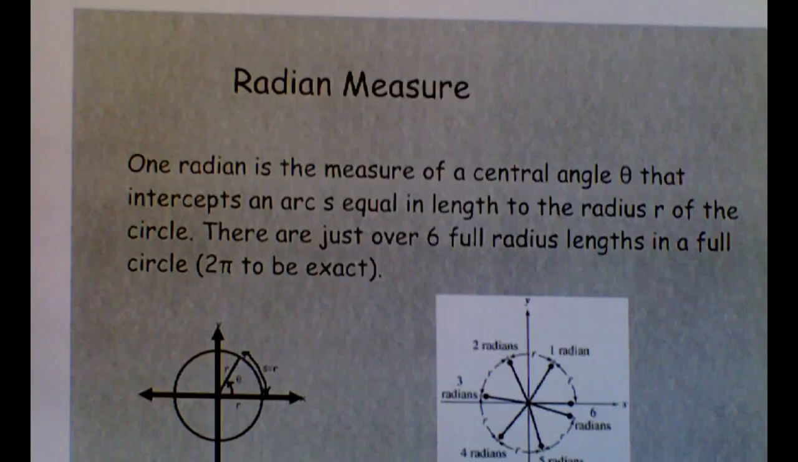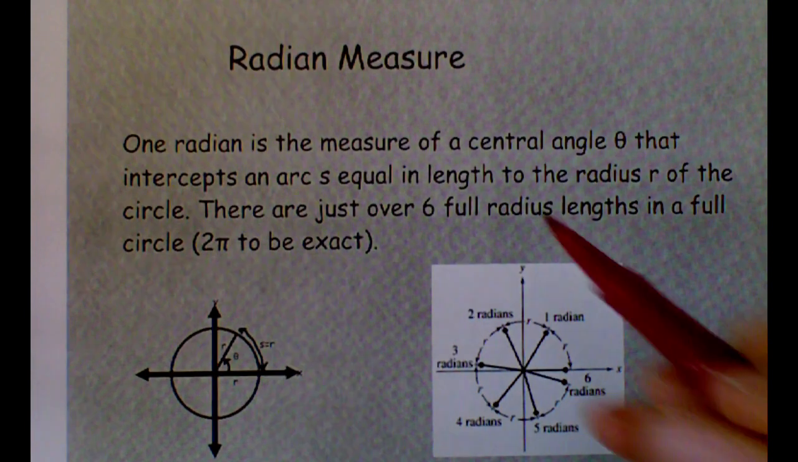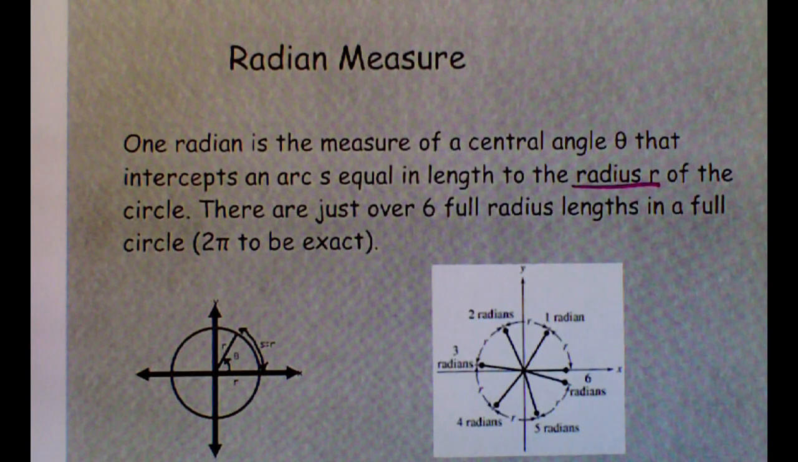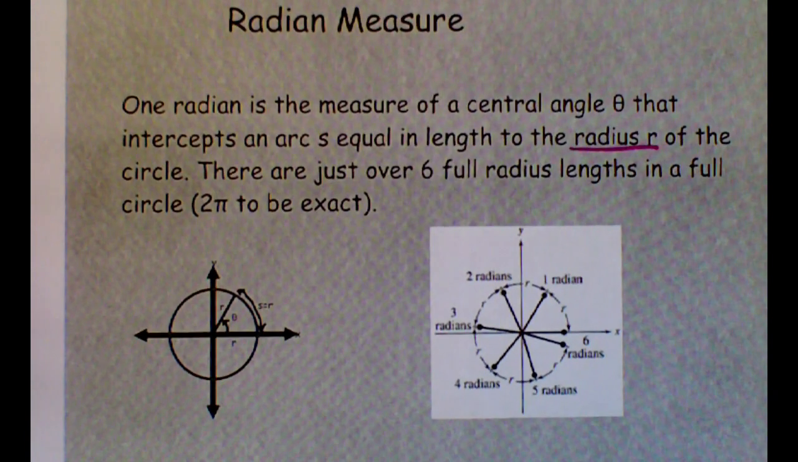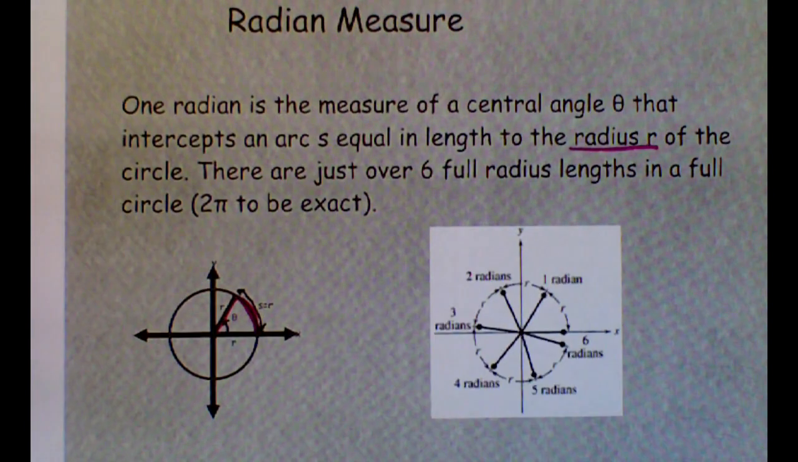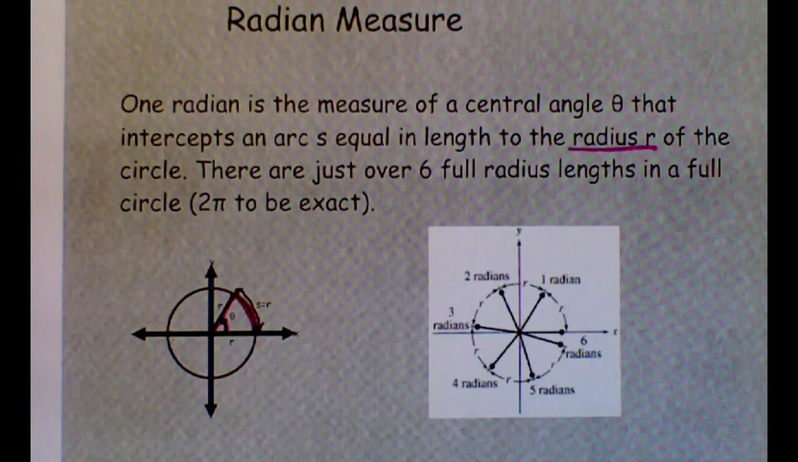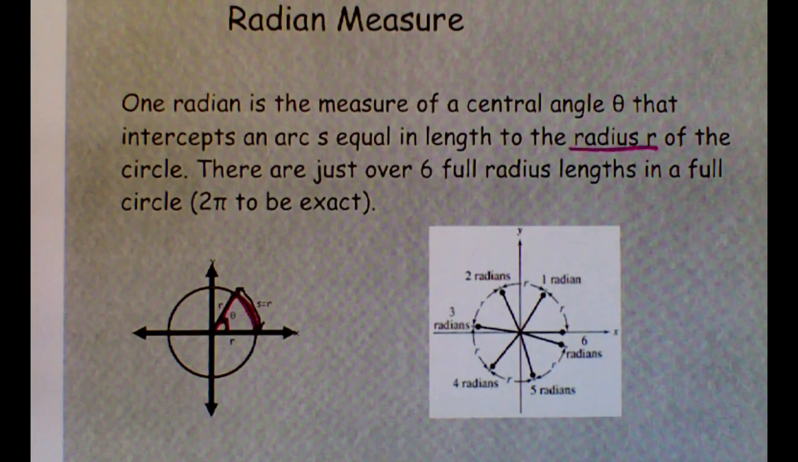So now, important word, radian measure. 1 radian is the measure of a central angle, theta, that intercepts an arc, s, equal in length to the radius of the circle. There are just over 6 full radius lengths in a circle, which is 2 pi to be exact. So the definition of 1 radian is an arc on a circle equal to the radius. Okay? This angle is 1 radian if that arc is equal to the radius. We measure radians usually using a pi. So we'll have lots of pi's in them.